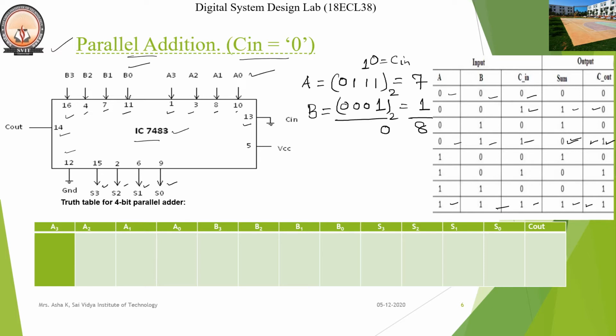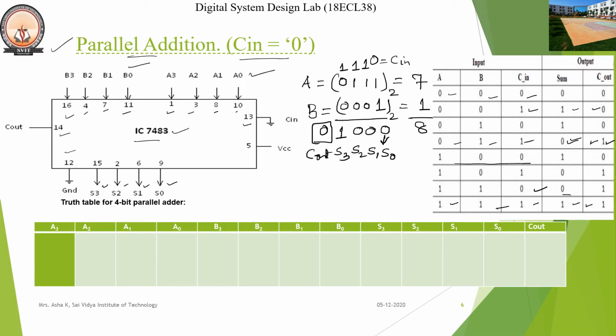Now for 1 1 0, for this particular case sum is 0, carry will be 1. For the next case sum will be 0 and carry will be 1. Now for 1 plus 0, for this particular case here produces the sum 1 and carry is equal to 0. Now substitute this in our output, that is S0, S1, S2, S3 and this is our C output.